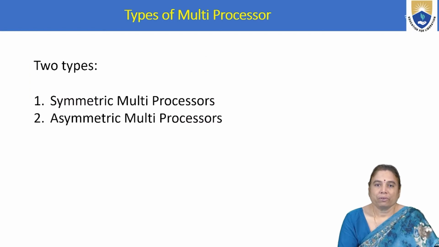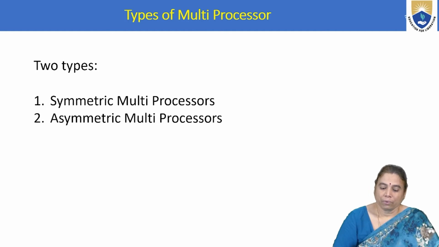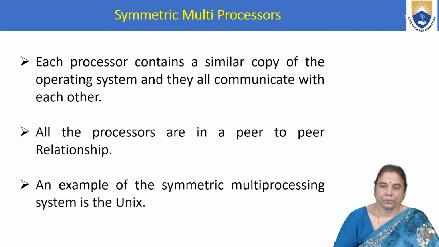What are the types of multiprocessors? There are two types. One is symmetric multiprocessor. The second one is asymmetric multiprocessor. So what is a symmetric multiprocessor?